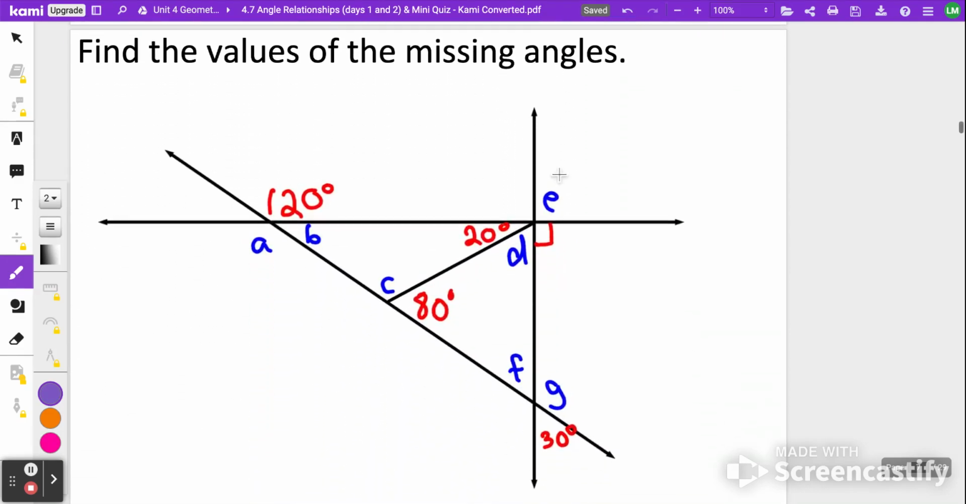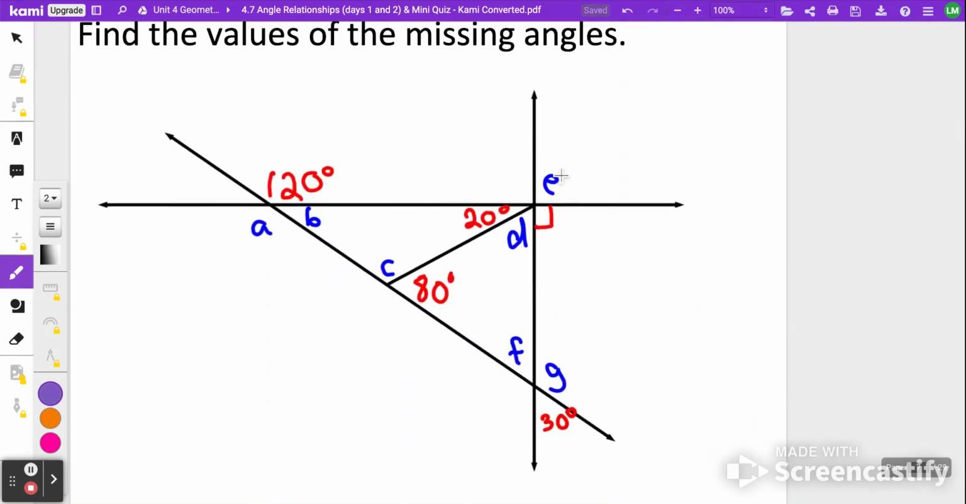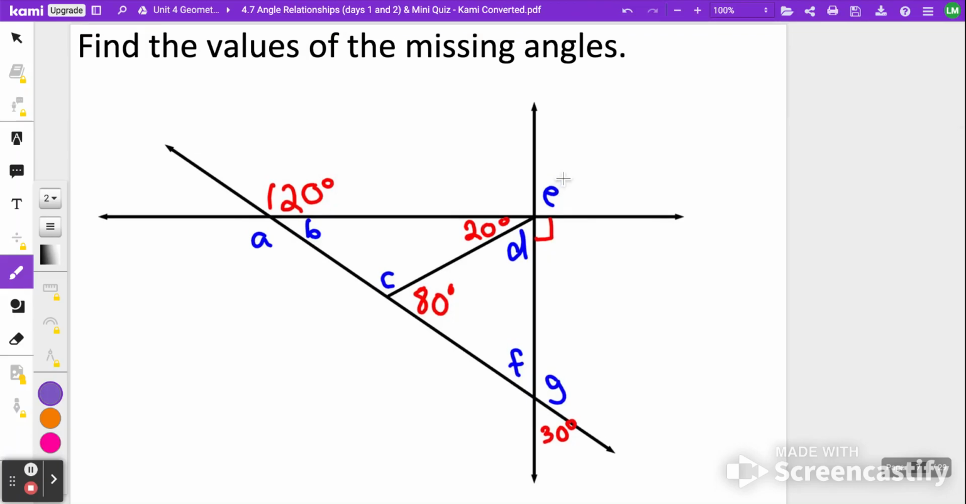The last section of our notes is we're going to find the missing values of each one of these letters. Right now it looks kind of tough, but we're going to solve it based on our information of complementary angles, supplementary angles, and vertical angles. Let's get started. Let's maybe start with letter E.